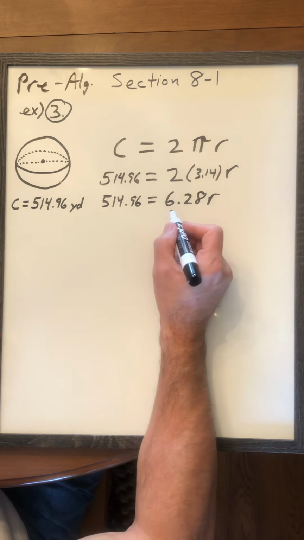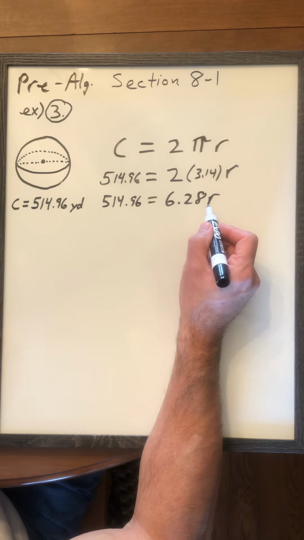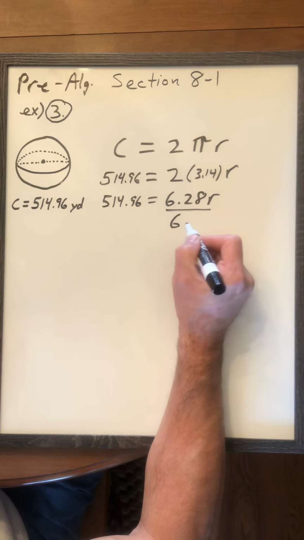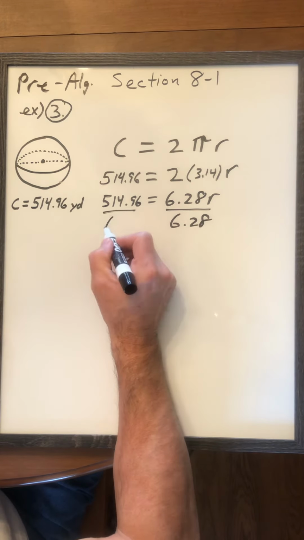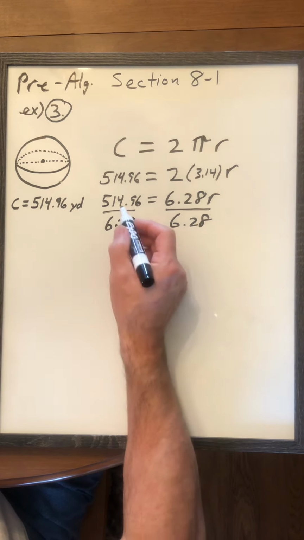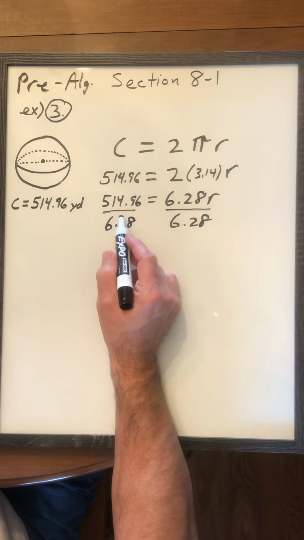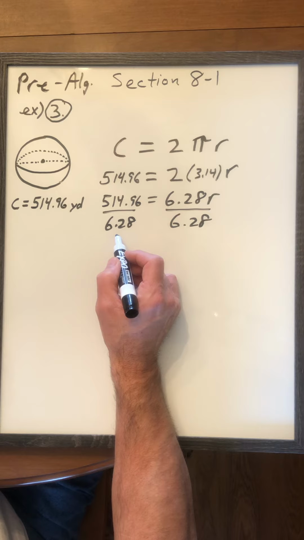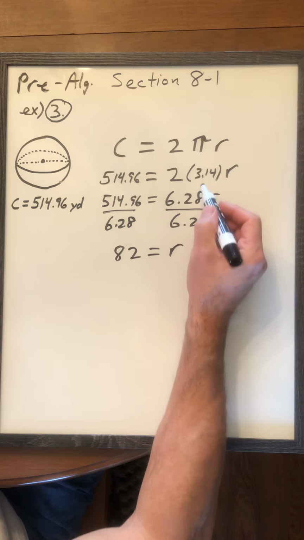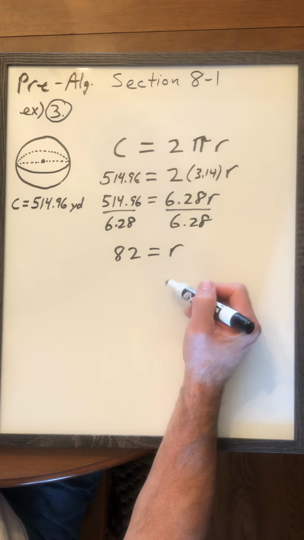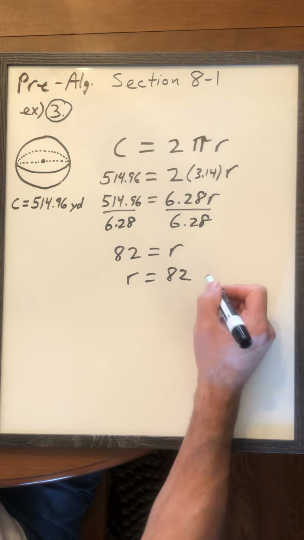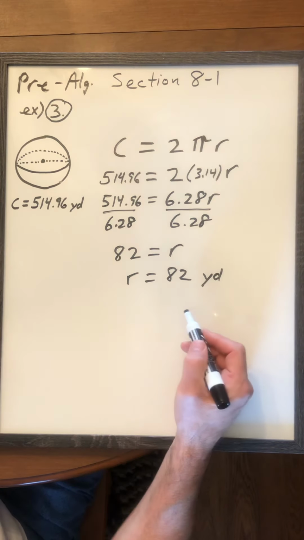Multiplying those two together. Now, in order to solve for r, I want to get the r by itself. This is 6.28 times r, so I'm going to divide by 6.28 on both sides. And that's going to eliminate those and just leave me r on that side. When I go ahead and divide the 514.96 by 6.28, we end up with 82, and the 6.28s divide out, and that just leaves me r. So r is equal to 82, and that would be yards because our circumference was in yards.